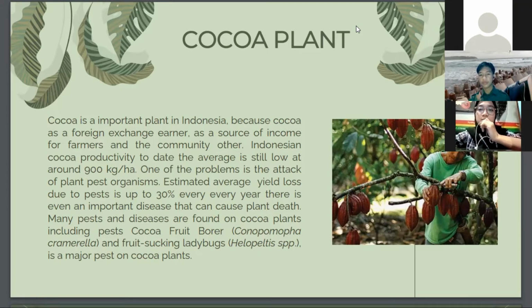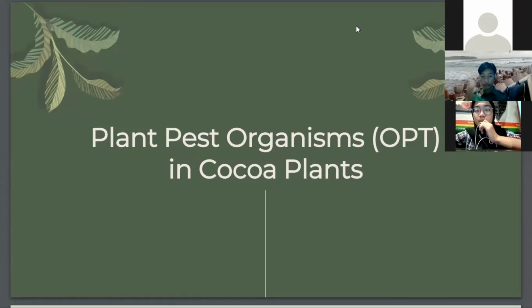Many pests and diseases are found on cocoa plants, including the cocoa fruit borer, Conopomorpha cramerella, and fruit-sucking ladybugs. Helopeltis sp. is a major pest on cocoa plants. And then, the plant pest organisms or OPT in cocoa plants.